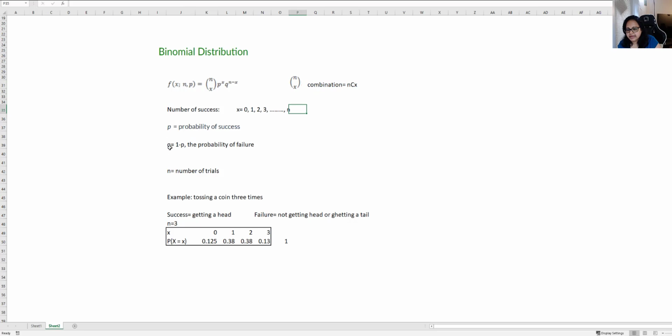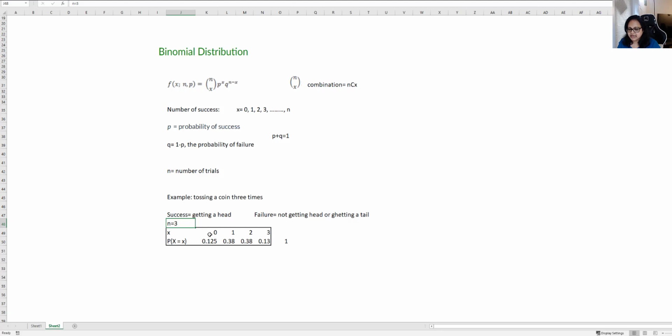If you add them, p plus q should be 1. And then let's say the number of trials is n. In an example, we can say that we are tossing a coin 3 times, success is getting a head, and the opposite, that means if we get tail, it would be the failure. So the total number of times we are throwing is n, which is 3.